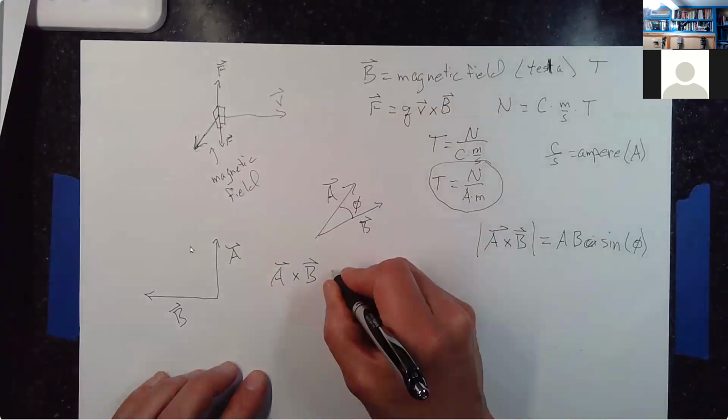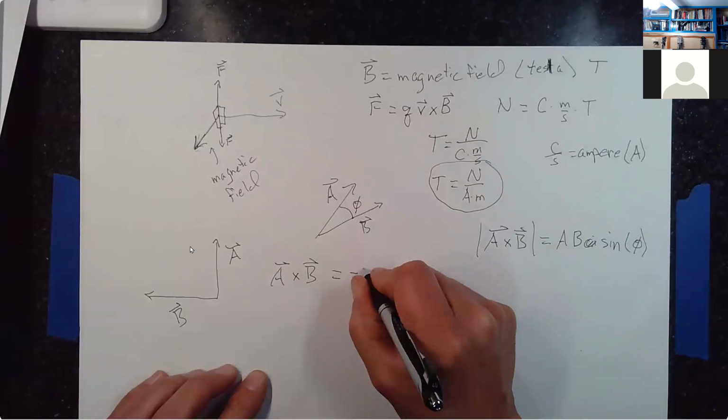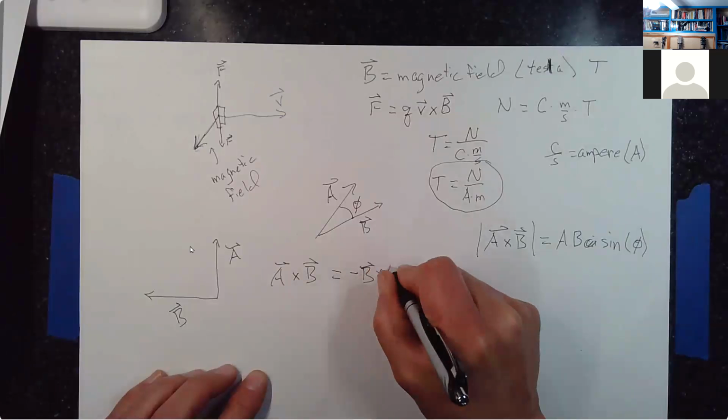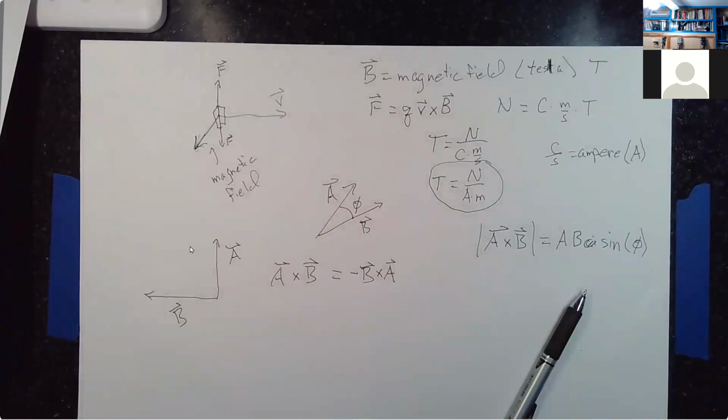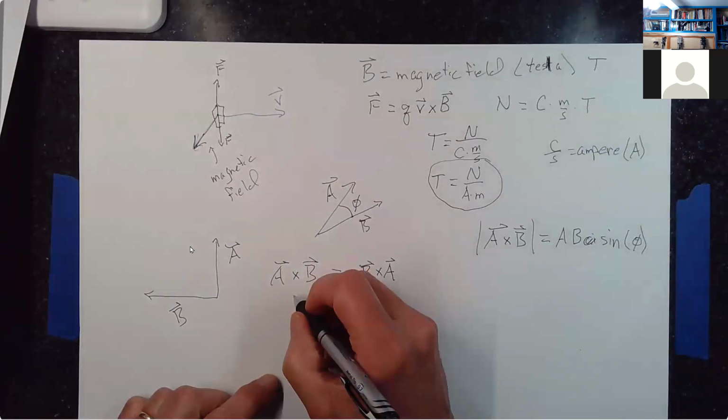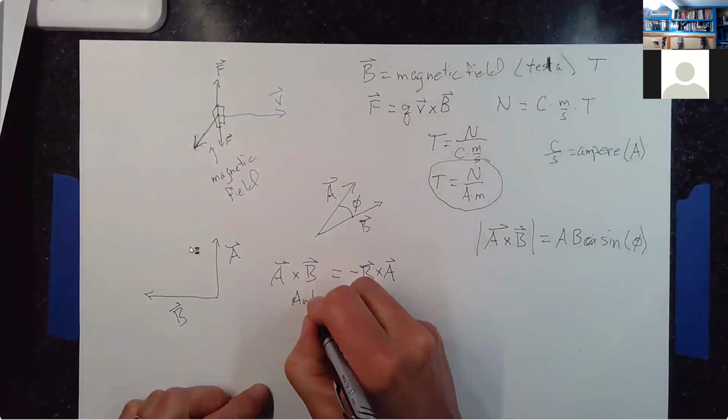Now, A cross B ends up equaling the negative of B cross A. This may be the first time you've run into something where the commutative law breaks down. And when things have this property, you say that they're anti-commutative. So you multiply the vectors in one direction if you're using the cross product, and you get a vector that points one direction. If you do it in the opposite order, your cross product will point in the opposite direction. Kind of scary. Anyway, anti-commutative.